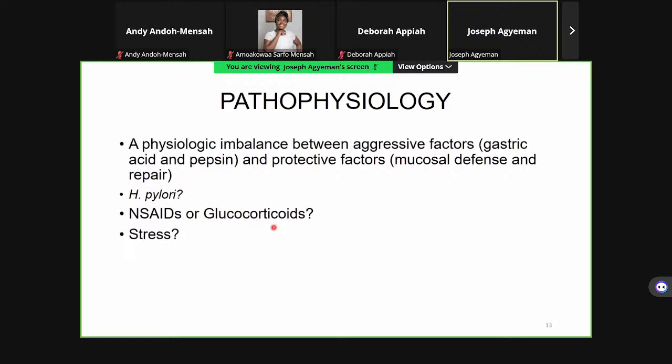What is then the pathophysiology in peptic ulcer disease? Very simple. The fight is between the aggressive and the defensive factors. When you have an imbalance between the aggressive factors, for example gastric acid and pepsin release, and the protective factors, that is the mucosal defense and repair, prostaglandins in particular, then the aggressive factors win. You are in trouble. You are going to have the injury there. All these will help support the aggressive factors: H. pylori, NSAIDs, glucocorticoids, and stress.